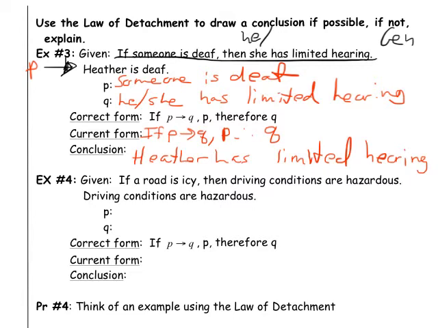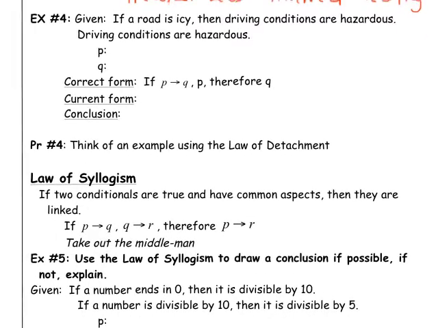So it needs to look like this. If P, then Q, P, therefore Q. I know that's a little confusing because you got these P's and these Q's. But remember, these are just kind of like variables that we can substitute stuff in for. So we're going to substitute in for P, that someone is deaf. We're going to substitute in for Q, that he or she has limited hearing. And then this is my specific example, P, which is Heather is deaf, and therefore Heather has limited hearing. That's all it means. So let's give it a try on this next one.